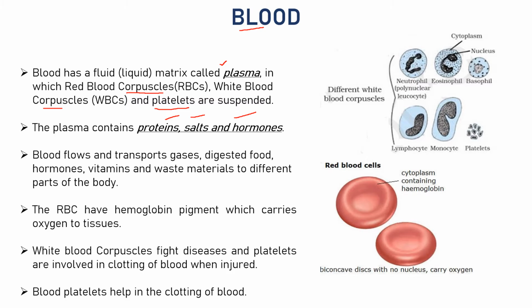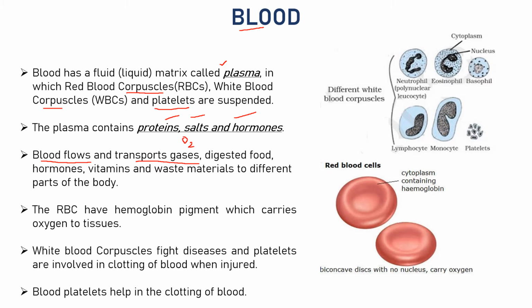And what is the function of blood? Okay, why is it liquid? It is in the form of a liquid because it has to flow. It has to flow through blood vessels. And why does it have to flow? Because it has to transport gases. Which gases? Oxygen, isn't it?